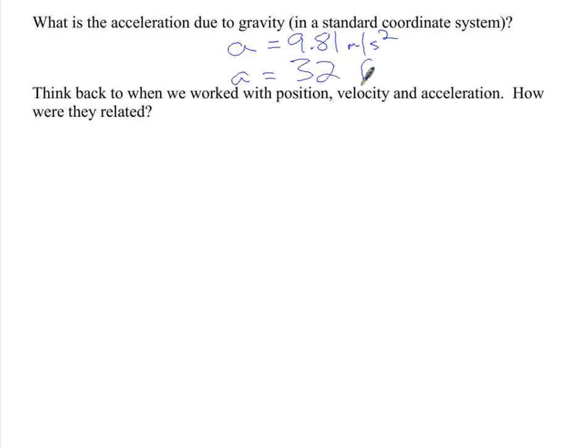32 feet per second squared is the acceleration due to gravity in imperial units. A nicer number, yeah. But typically we work with metric in physics. So think back to when we worked with position, velocity, and acceleration. How were they related?